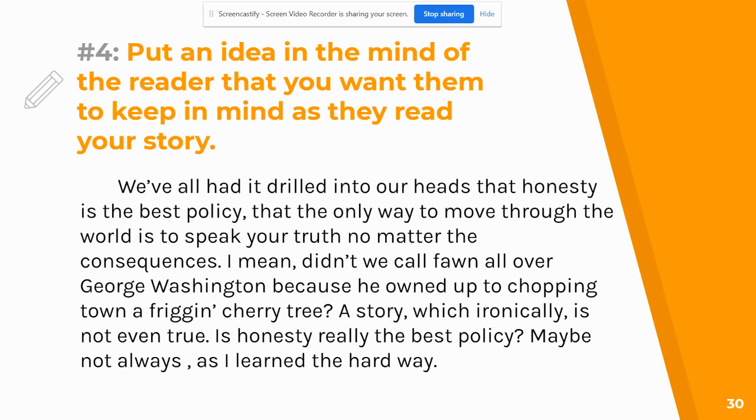So in this type of opening, you have a specific idea that you want the reader to get, and you want to set them up for that idea. So you're going to put it in the beginning of the story to make sure they keep that in mind as they read.